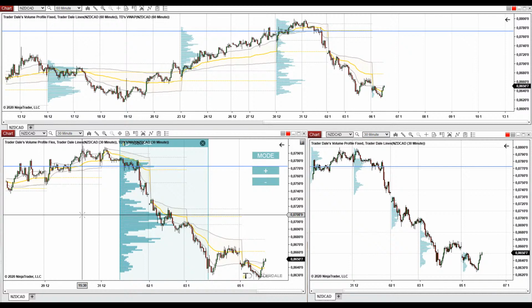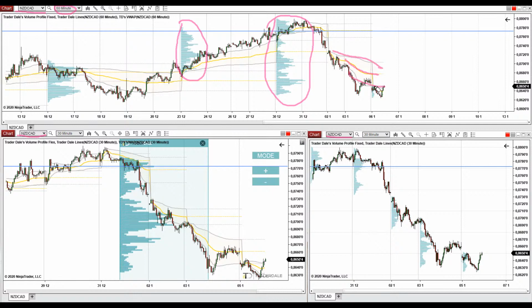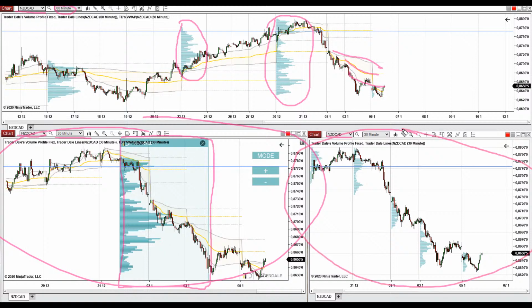What you see before you is intraday workspace. There are 3 charts. All charts are linked. They show New Zealand dollar, Canadian dollar. This chart is a 60-minute chart, and it has weekly volume profiles printed in there and also weekly VWAP, those lines. This chart's 30-minute chart with daily VWAP and flexible volume profile, and this chart right there is 30-minute chart with daily fixed profiles.